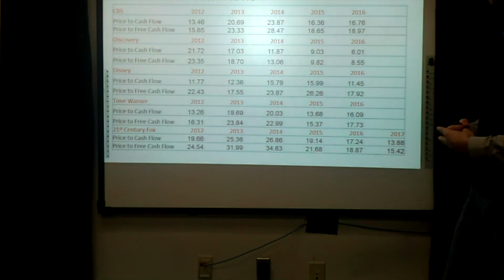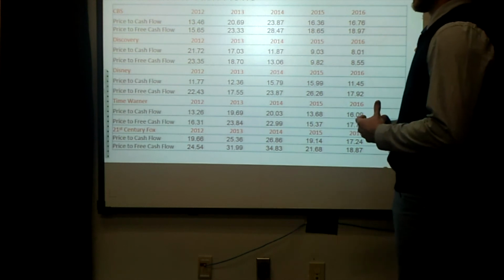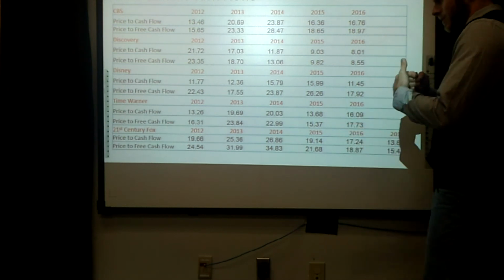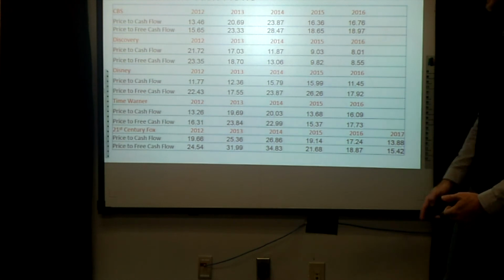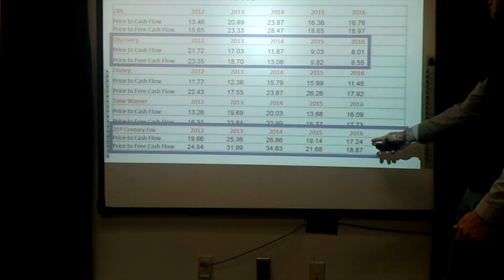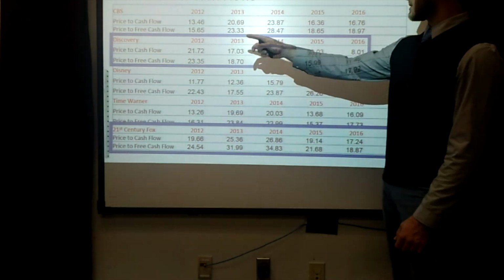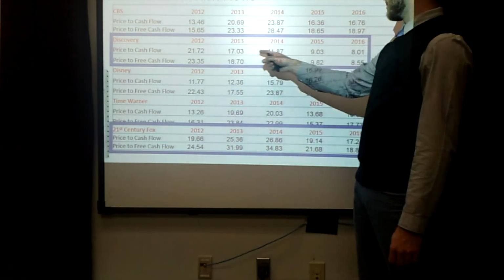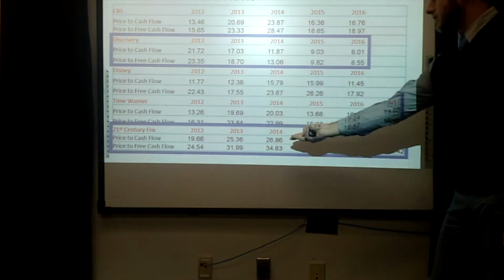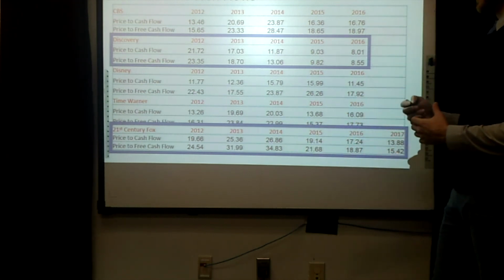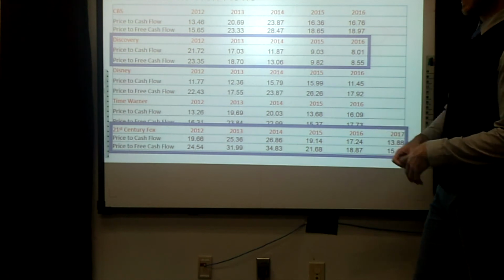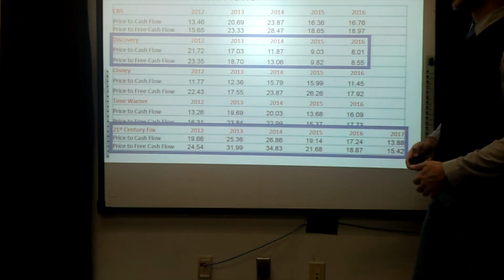So we're going to look at the cash flows next. All right, what do we like? Cash flows, we like a lower number. We want to see someone that's undervalued. So we want to see a number constantly decreasing. And where do we see that? We see that here in Fox, and that's why we picked Fox as well as Discovery. Discovery, decreasing. Fox, decreasing. So we like that trend. We like the way that's looking. We want to see a company that's undervalued, and we like to buy that.